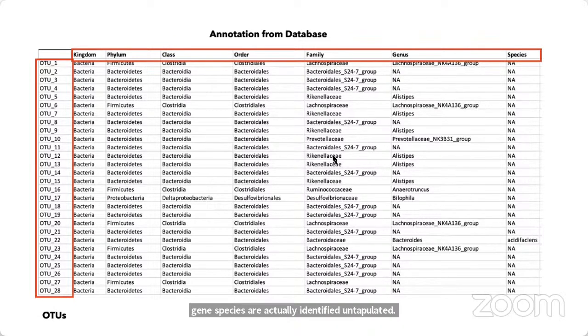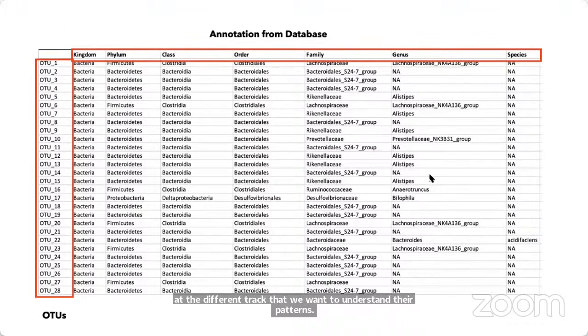This, together with the previous structured data, we will take and analyze, and look for patterns of abundance level across different family, order, or phylum, at the different ranks that we want, to understand their patterns in the biology of our samples. So how would you go about doing this?